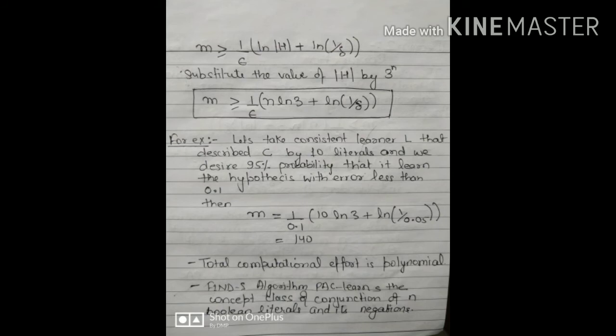If we ask about the computational effort, it can be found by the specific learning algorithm we are using for this purpose. Even the total computation required will be polynomial as well. In case of learning a conjunction of Boolean literals, one algorithm that meets this requirement is Find-S algorithm, which incrementally computes the most specific hypothesis consistent with the training examples. So Find-S algorithm PAC learns the concept class of conjunction of n Boolean literals and their negations.